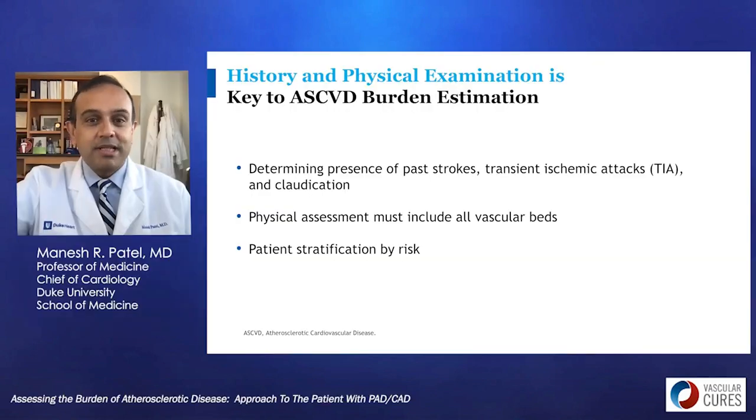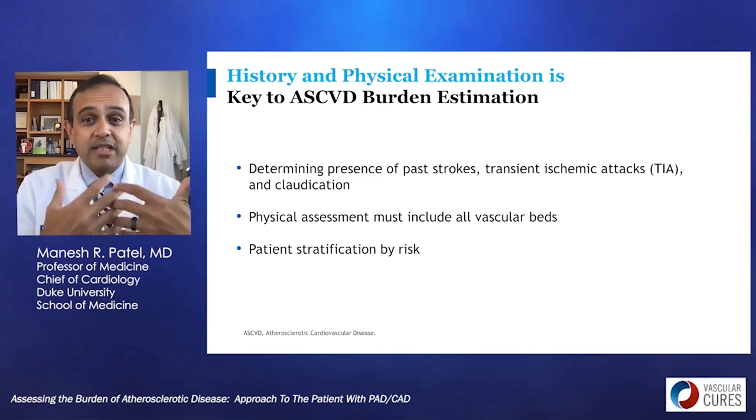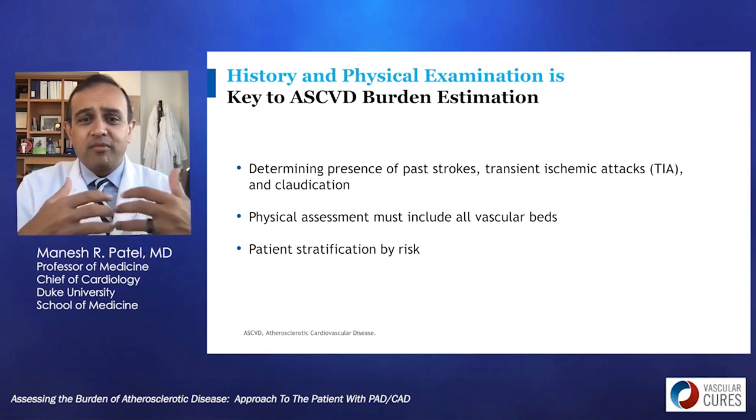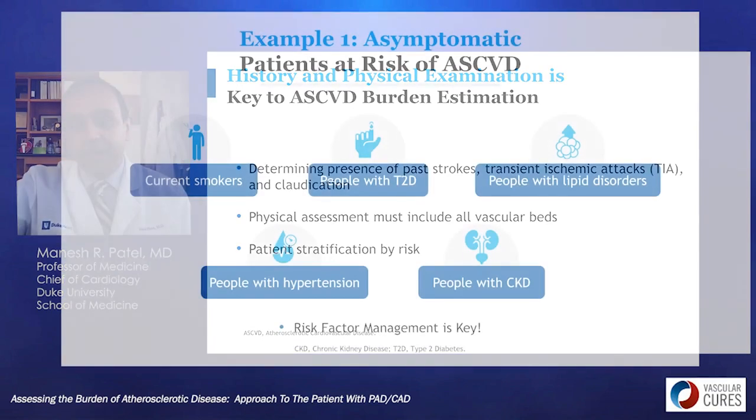The history and physical exam is key to evaluating our patients and understanding the burden of atherosclerotic disease. And this is a key step because we often want to understand, do they have past history of vascular disease? That might include a stroke, a TIA, and you also want to understand, do they have pain in their legs? Do they have claudication? Additionally, the burden of atherosclerotic vascular disease should be thought of as how many vascular beds are involved. Where is the burden? Where is the atherosclerosis? And this helps us stratify our patients.